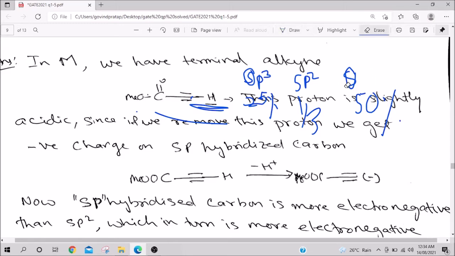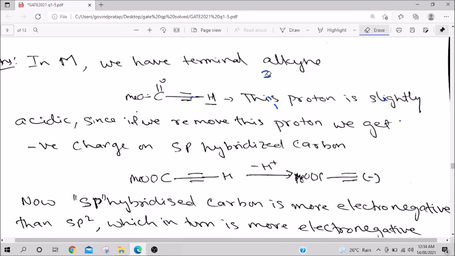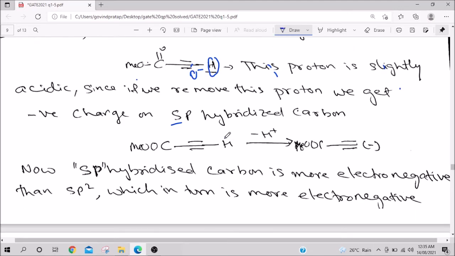So, the s orbital is closer to the nucleus than the p orbital, so it pulls the electron towards itself and stabilizes the electron. Okay. So, even if you remove this proton, you get a negative charge, and that negative charge is stabilized by this carbon. So, an sp hybridized carbon is more electronegative than sp2, than sp3. So, this proton is slightly acidic, and if you have a very strong base, something like n-butyl lithium, you will be able to pull it. If you remove this proton, H plus, you get a negative charge, which is stabilized because of the electronegativity of this carbon. Why is it electronegative? Because it has more s character. Okay.